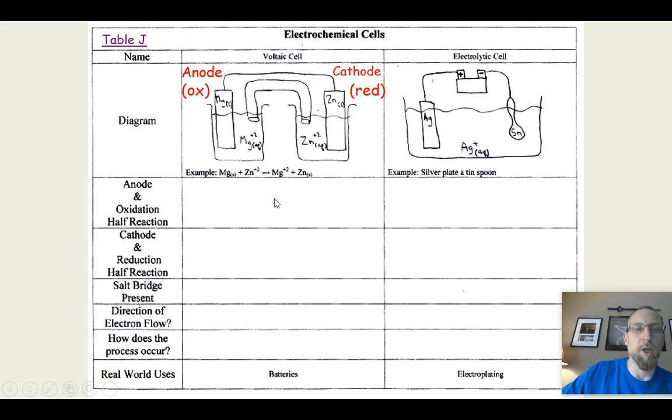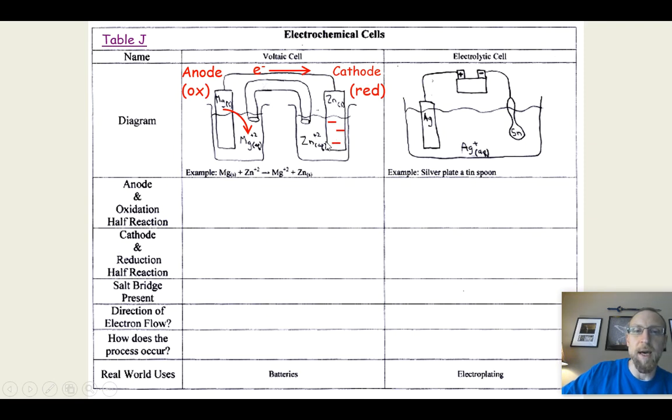And then what else do we know? Electrons always flow away from the anode. So they're going to go to the right here. And again, remember what's going on. So Mg is losing electrons. It's oxidized. So those electrons then go into solution, sends those electrons up, over, down through the wire, and then they build up down here on the cathode.